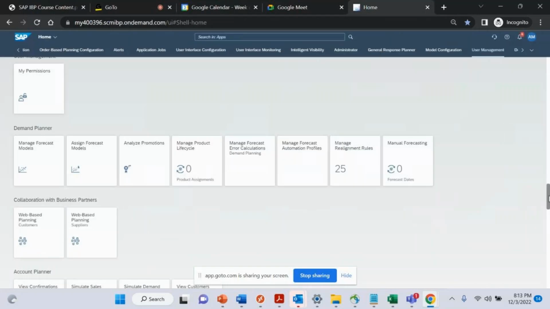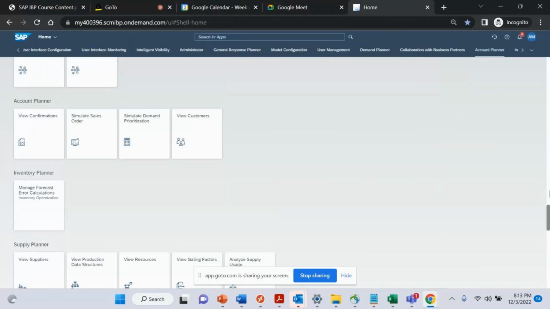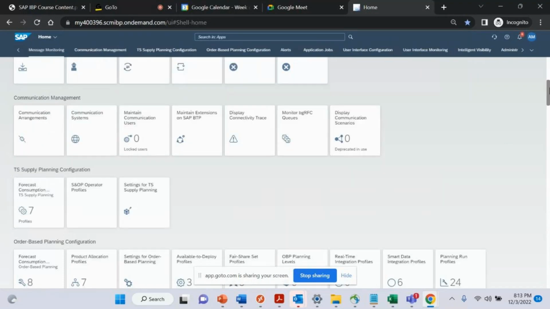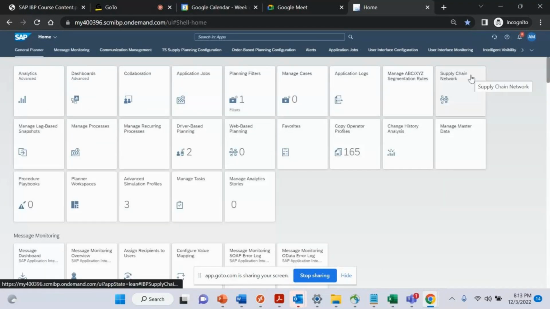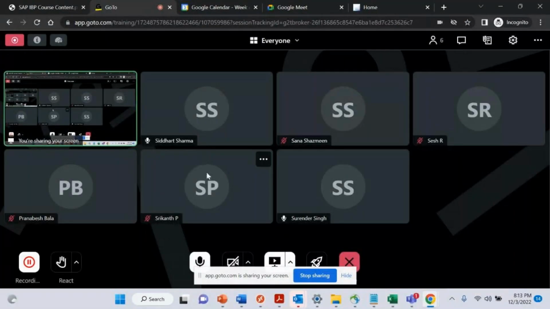In the coming sessions, we will discuss each and every topic. We will go step by step, first to demand planning, and we will do the steps there. Supply planning, how to configure it in the system, all of that we will show you. Yes, definitely. I see Omkar left, so I am not sure if he has some network issue.